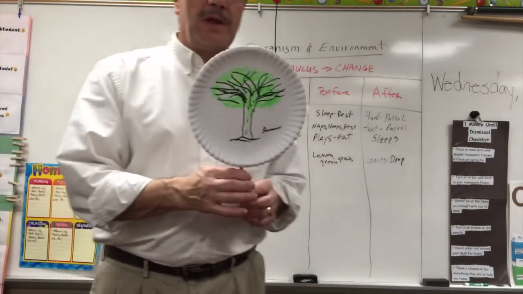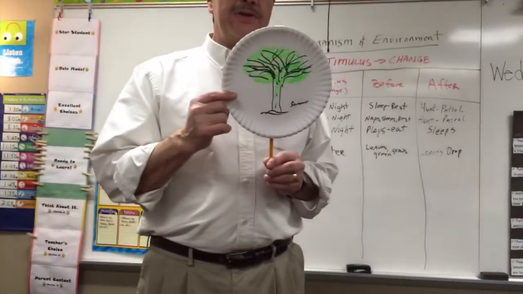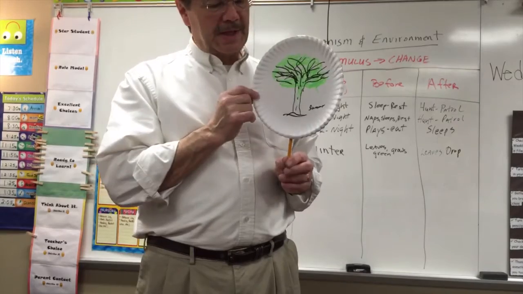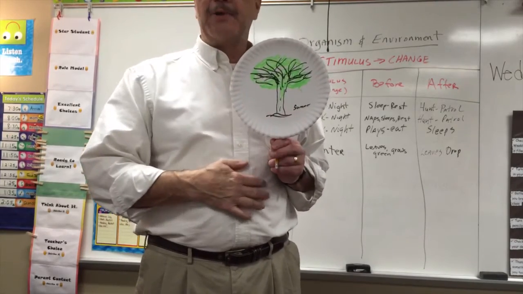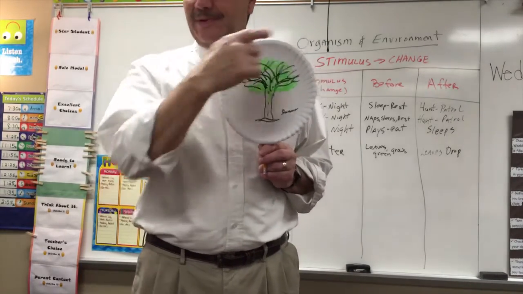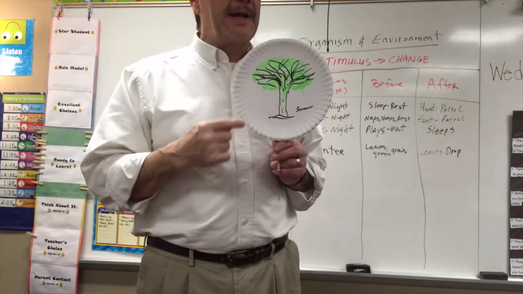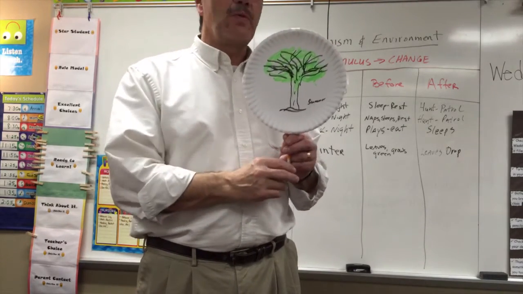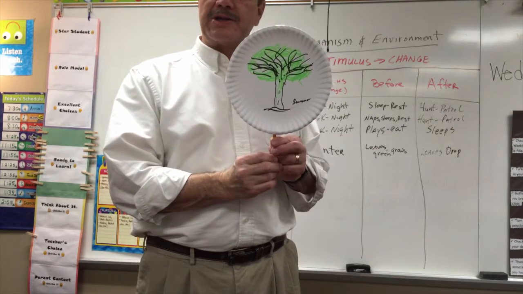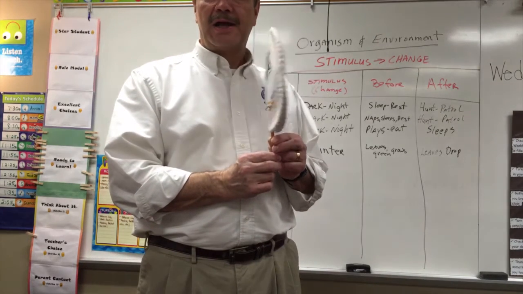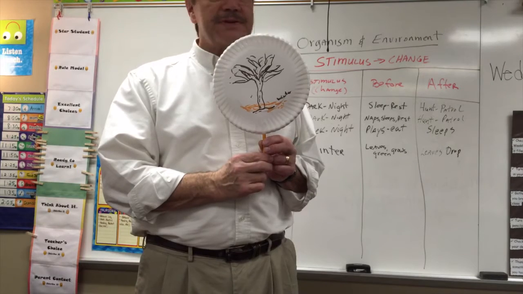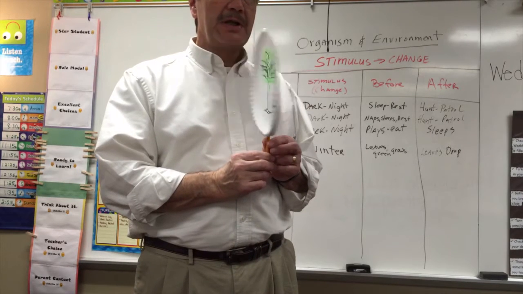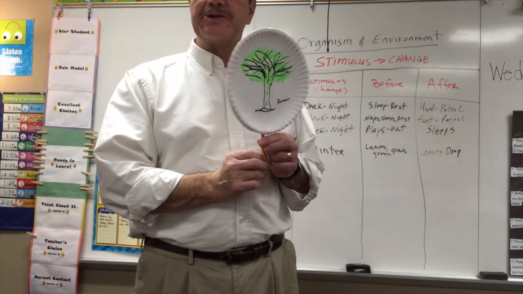Okay, for example, we have something like this. We're going to make, right? On this side of my plate, I'm going to call this my stimulus wheel. On this side of the plate is a tree in summertime. Let's add a stimulus of winter. When I flip it around, guess what it's going to look like? It's going to have no leaves. No leaves. Okay, so here we have summer, stimulus comes, winter.